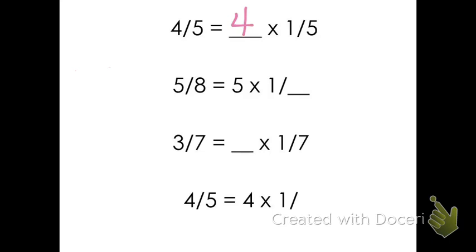So if I look at 5/8, I'm multiplying 5 times 1/8. So it's one part times the whole section of 5. Next one, I have 3 times the unit fraction of 1/7. This next one, I have 4 times the unit fraction of 1/5, because the denominator piece does not change.